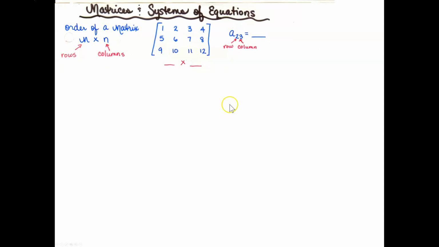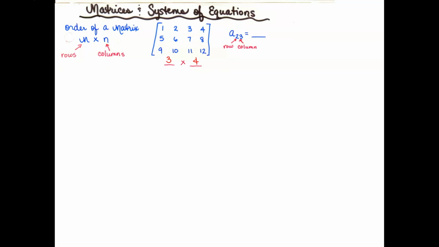Okay, so we're going to give the order of the matrix, and it's going to be the number of its rows times the number of its columns. So if we look at this matrix, how many rows does it have? 3. And how many columns does it have? 4. So its order would be a 3 by 4.